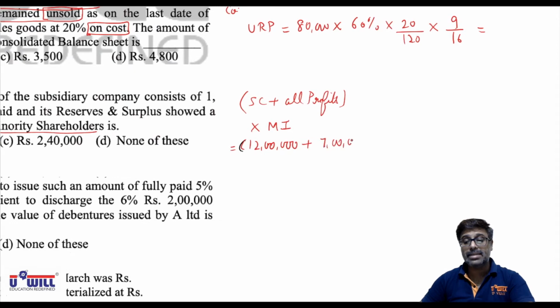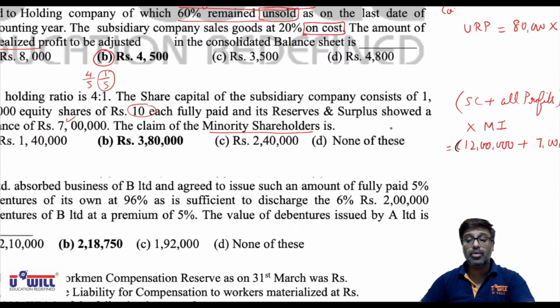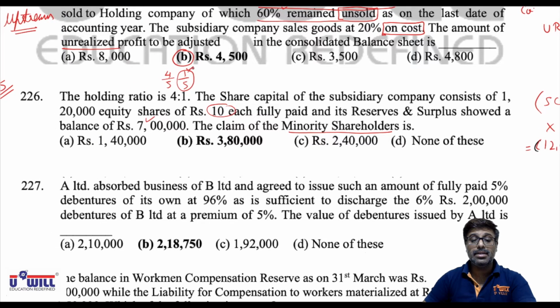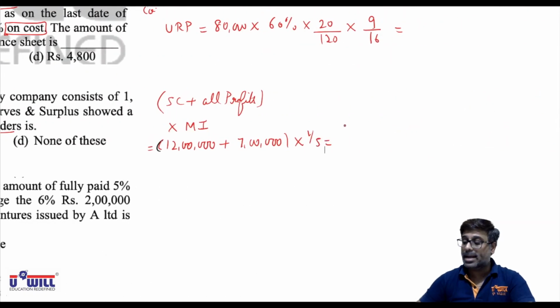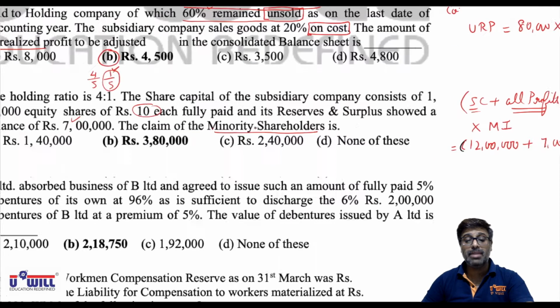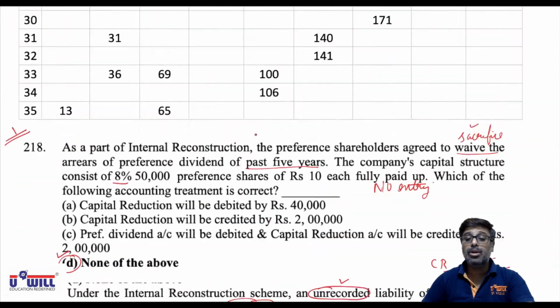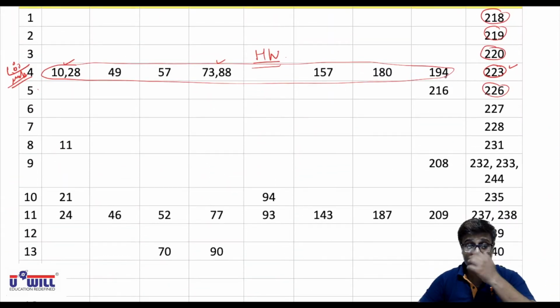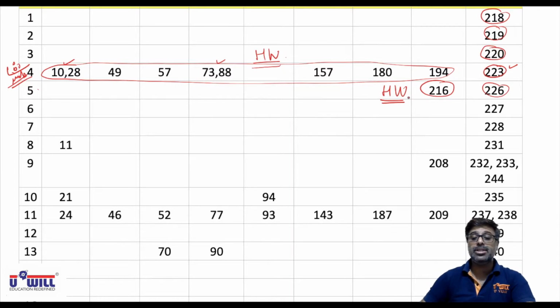So 19 lakhs into minority interest, which is 1 by 5, you all can see here. So into 1 by 5. Okay, directly on calculators in exams you can do 19 lakhs into 1 by 5, that is 3,80,000. So this shortcut you can follow for the MCQ questions. Share capital plus whatever profits, reserves, etc. are given, the total of all of them you simply multiply with minority interest. Now, similar to this question number 226, you can try question 216 on your own. Just now, pause the video and try that question on your own, and if you don't get the answer, you can message me. Okay.